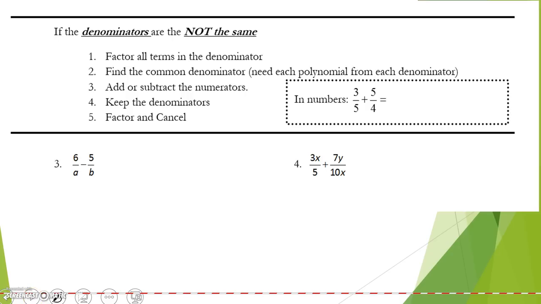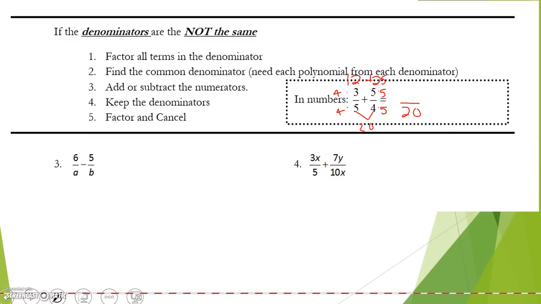Now, if they're not the same, it gets a little trickier. So look at the dotted box with the numbers. So the first thing I need to do is get a common denominator, because I cannot factor any of the bottoms. And so the common denominator in this case will be 20, because I multiply them together. So then I need to multiply this one by 4. That gets me 12 up top, and this one by 5. That gets me 25 up top.